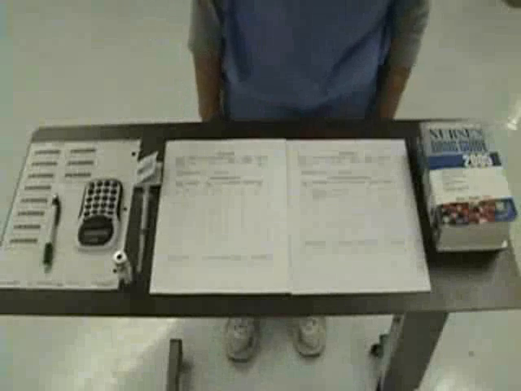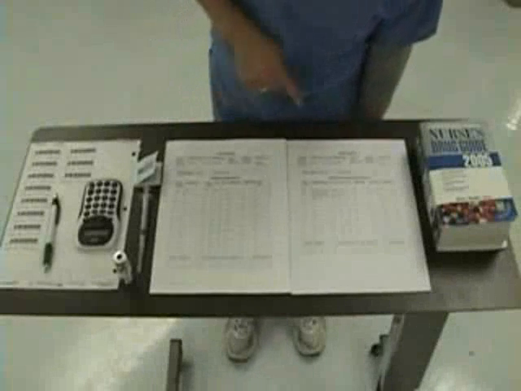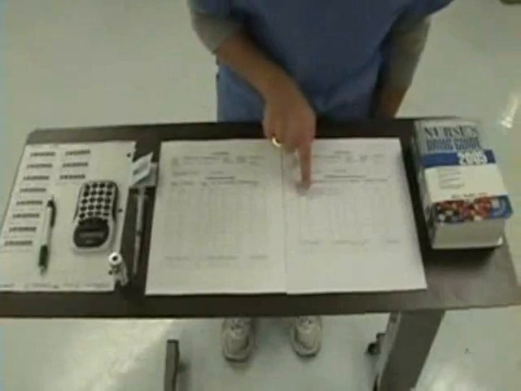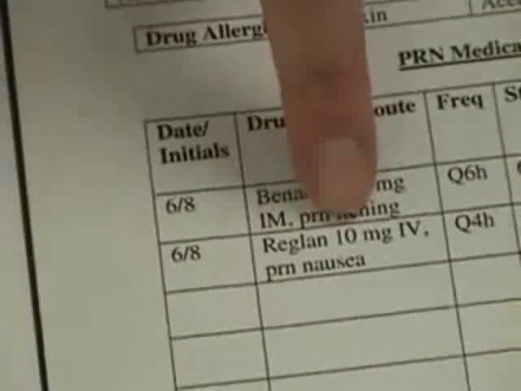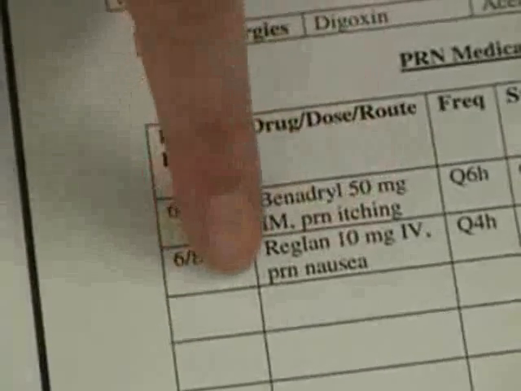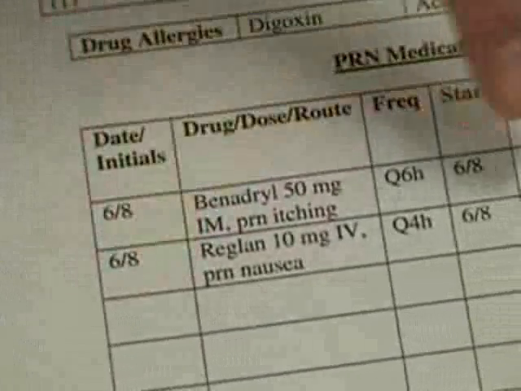My patient has been reporting nausea today. I am going to check my MAR, and I note that the patient has ordered Reglan 10 milligrams IV push PRN nausea and has not received a dose today.